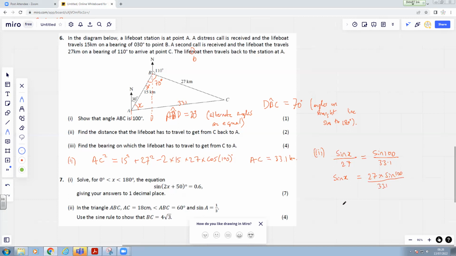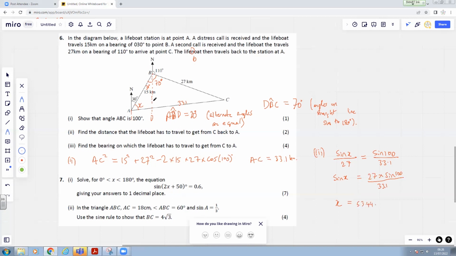Over 33.1. Invert that, and you're going to get, I did it a different way here. Let's have a look. I've done it a completely different way in my mark scheme, and it just goes to show you can do these in lots of ways. Don't think that my way is the only way. I seem to have used the cosine rule, divided by 33.1, inverse sine of the answer, and I get 53.44. Now, what have I worked out here?